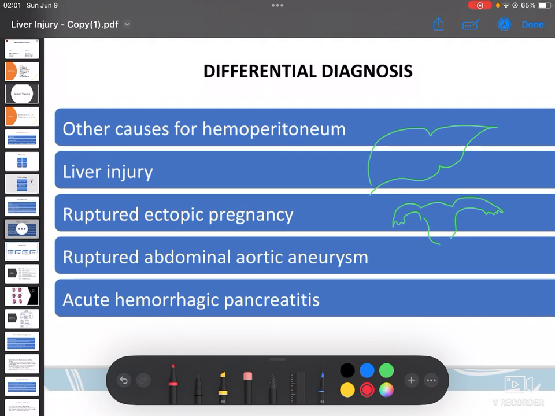There may be an abdominal aorta with an aortic aneurysm, and this aortic aneurysm may rupture. And acute hemorrhagic pancreatitis. The pancreas is here and it could be acutely hemorrhagic. There may be bleeding, hemorrhagic pancreatitis, so it could also be another differential.